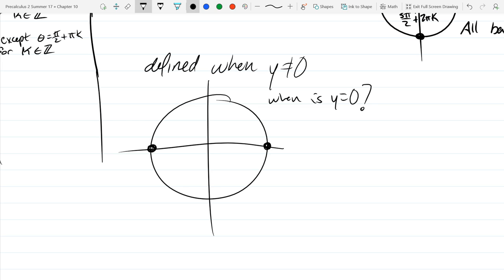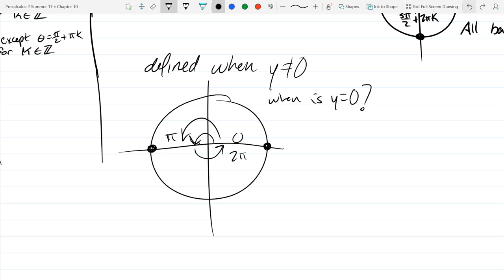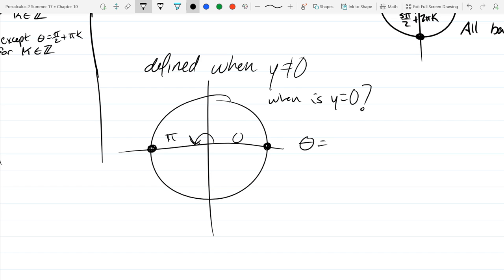These two spots. Our angle here is 0. And our angle, if we go here, is pi. Of course, we can keep spinning around and get 2 pi. Keep going and get 3 pi, 4 pi, 5 pi, 6 pi, 7 pi, 8 pi, 9 pi. So this pattern is a bit easier to see. Let me clear out some of this extra stuff. Good.